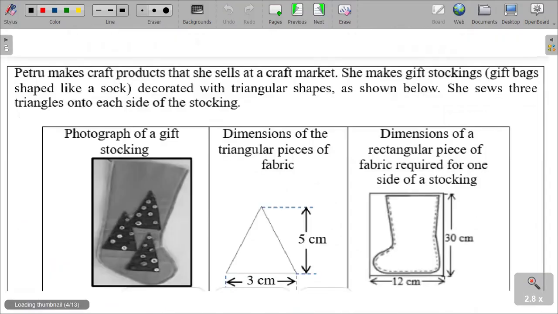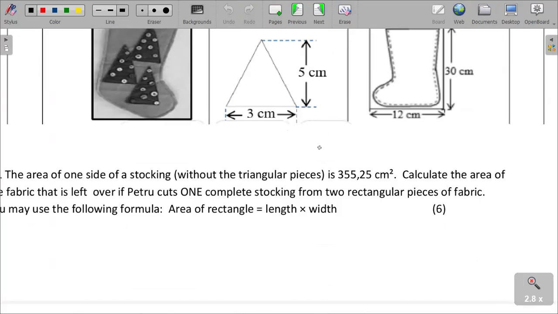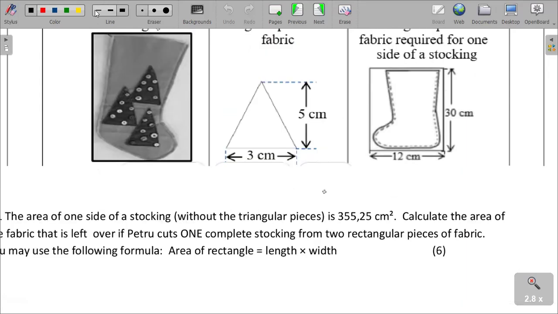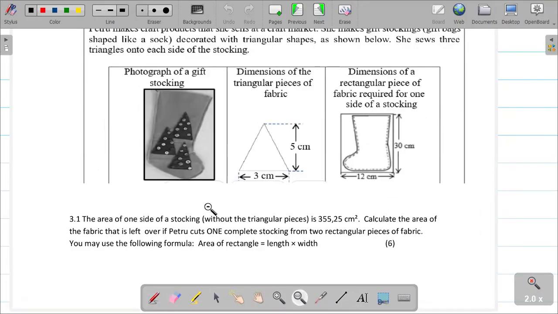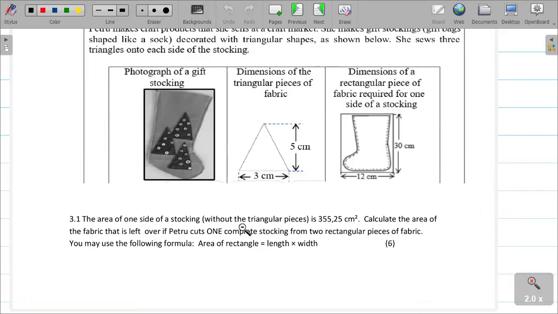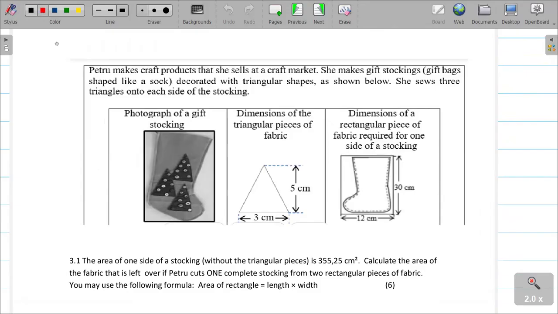The next question is saying convert the volume, determine the mass of the flour in grams. Let's just reduce this a bit so that we can see what we are saying.